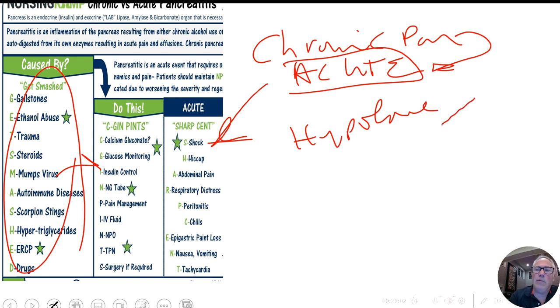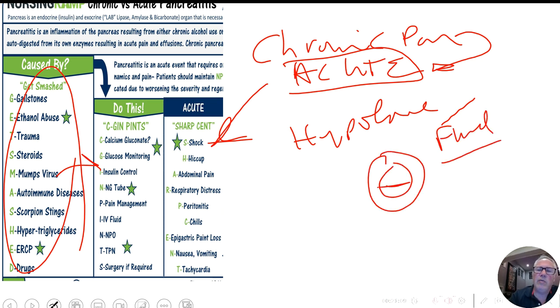And basically what happens is you start to see fluid shifts. And once you see fluid shifts, they actually can get hypovolemic, so you keep an eye out for that. Hypovolemic is high heart rate, low CVP, and low blood pressure. All right, cool, clammy skin.